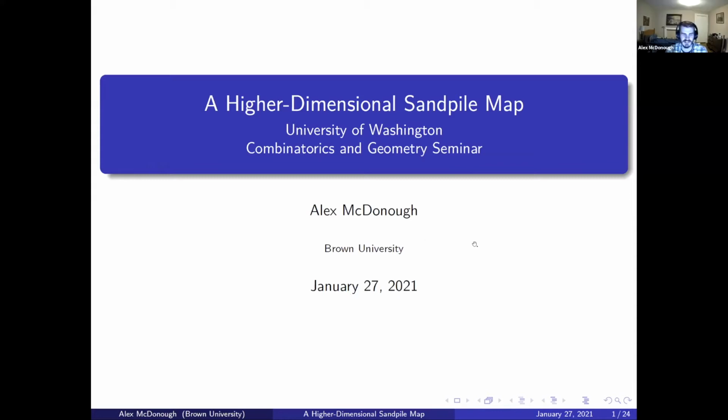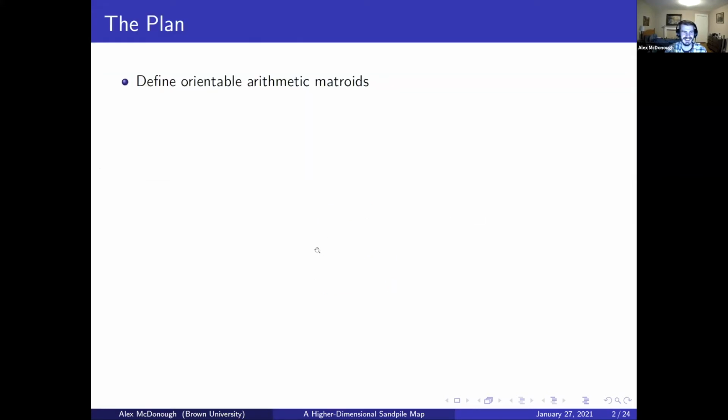Thanks so much for the invitation. So I'm going to be talking about a higher dimensional Sandpile map. I've been working on this for a little while, so it's going to be similar to a paper that I have out on the arXiv now. I should remember what it's called, but it's the most recent one that has something to do with something similar to this.